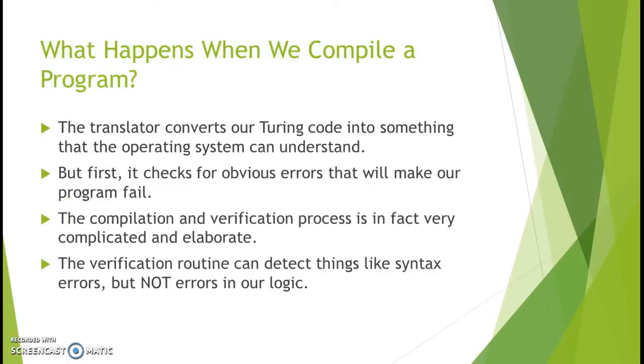When we compile the program, the translator converts the Turing code into something that the operating system understands. But before it does that, it looks for errors that are going to cause the program to fail if we do compile it. And that process may look simple on the screen, but in fact it's a pretty complicated and elaborate process.